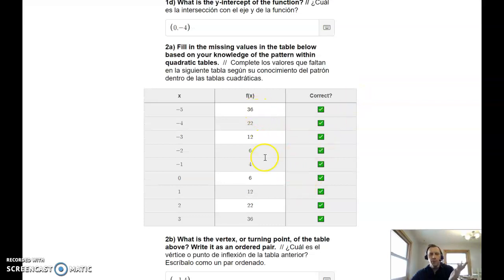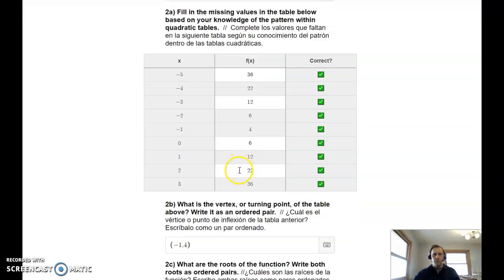All right, so hopefully you're able to see the symmetry showing up, right? -5 and 3 give us 36, and so as you work your way down, 36, 22, 12, 6, 4, and so then you can see, oh, our vertex happens at the point 1, -1, 4. Good. So then I am going to ask you, what are the roots? And I bet you're like, but Mr. Winter, there's no 0 values for f of x.